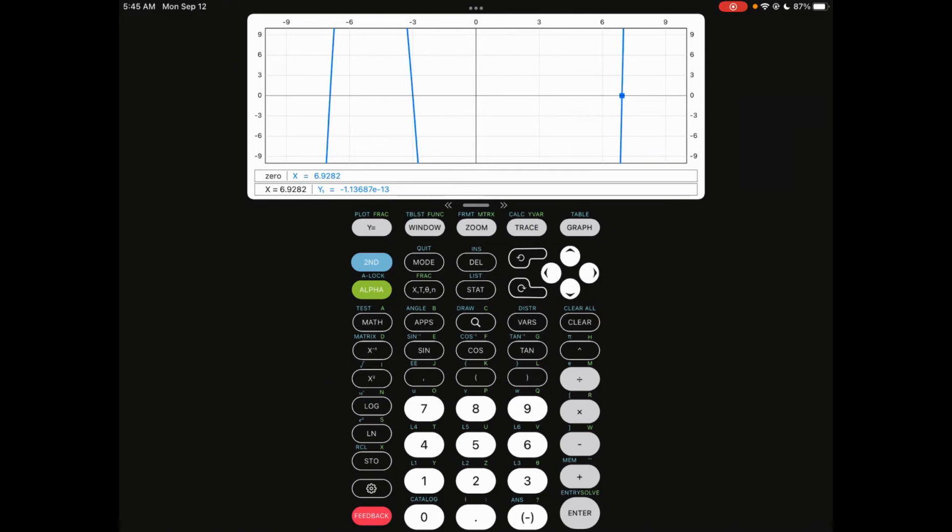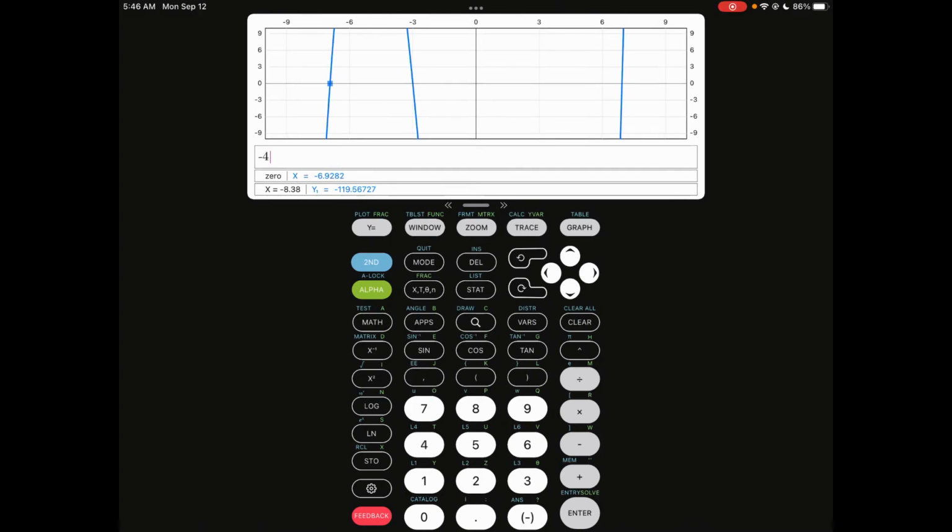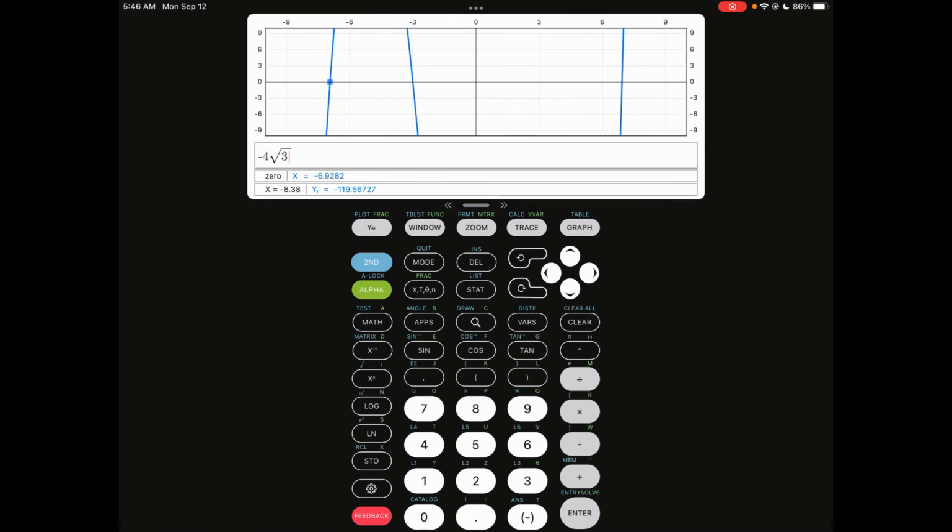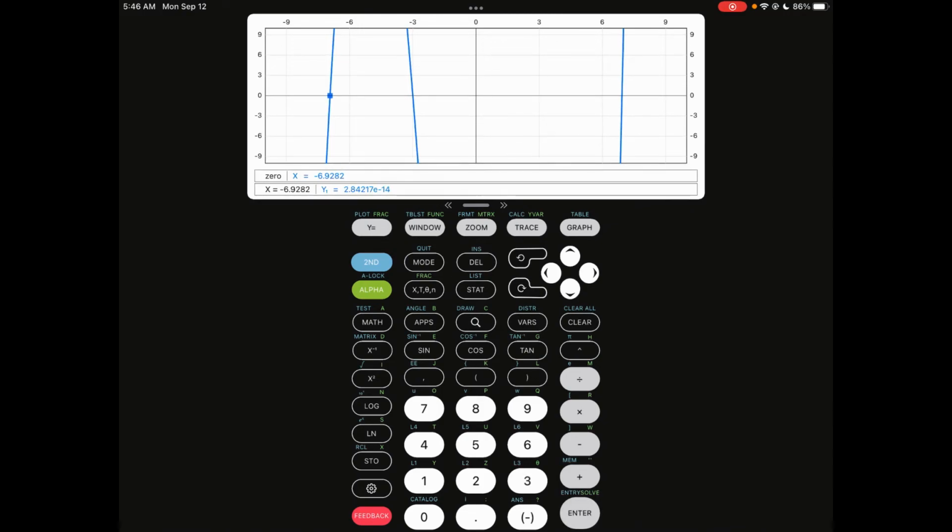And that's because the pixels on your calculator are so large that we can't get the exact value. So we assume that's approximately 0. So that's close enough to 0. So that verifies. And then back to trace. And we're going to do negative 4 the square root of 3. And enter. And that's also approximately 0. So yes, we verified that those are zeros.